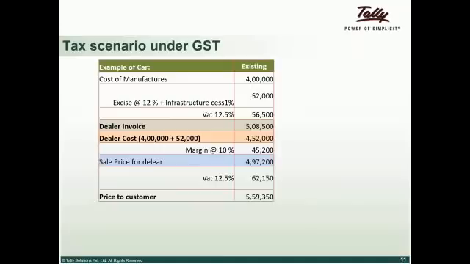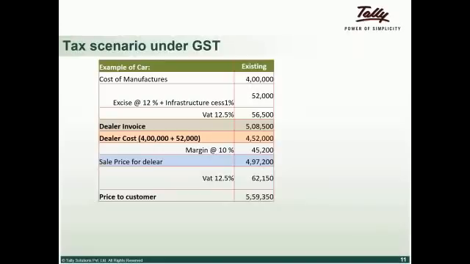So now the cost of the car to the dealer is going to be 4,52,000. Let's say that he takes a 10% margin, which is 45,200, and now the sale price for the dealer is going to be 4,97,200. On that he is going to charge VAT.